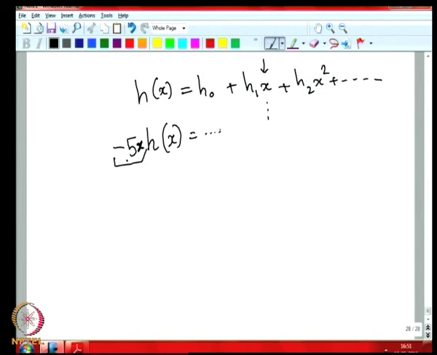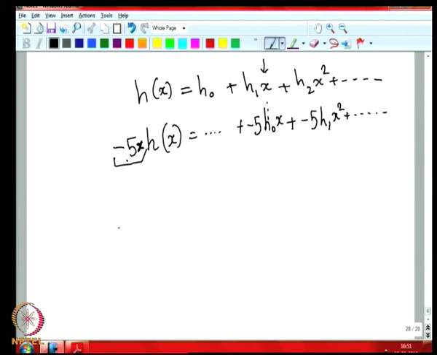Therefore we will put a gap here and start here. So this is minus 5 into h0 into x, plus here minus 5 into h1 into x square, and so on, minus 5 into h2 into x cube and so on.